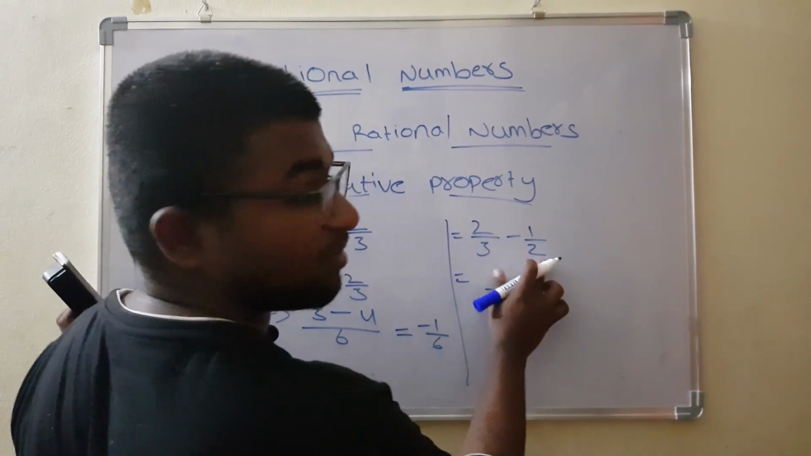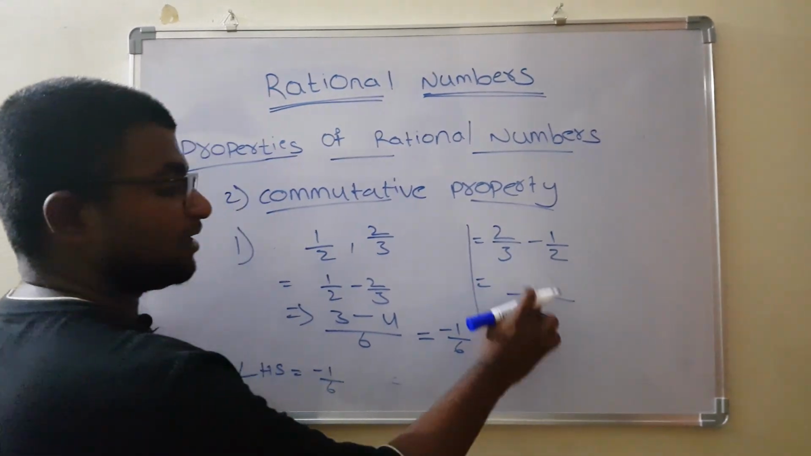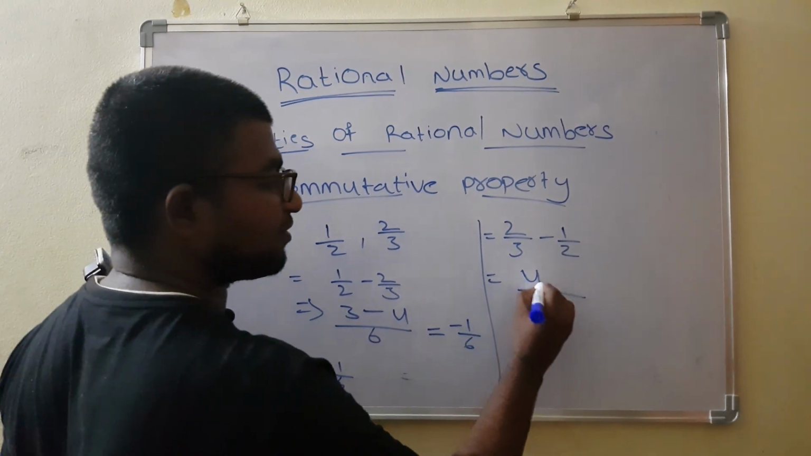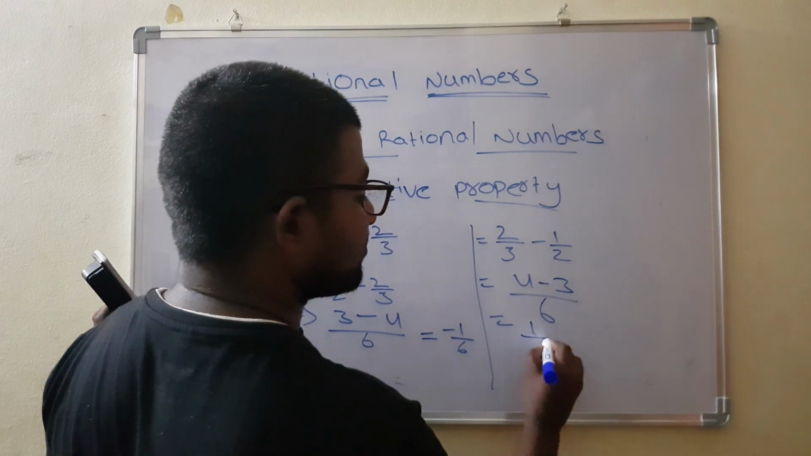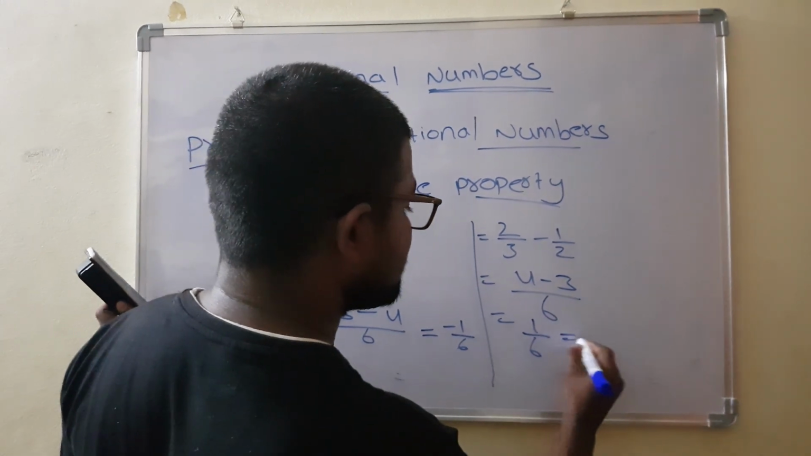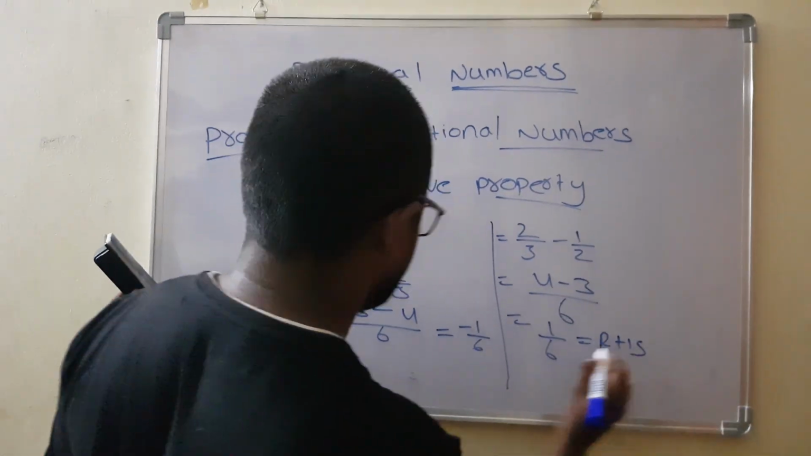That is, the LCM of these two numbers is 6. 3 2 is 6, 2 2 is 4, 2 3 is 6, 3 1 is 3. That is 1 by 6. This is the RHS.